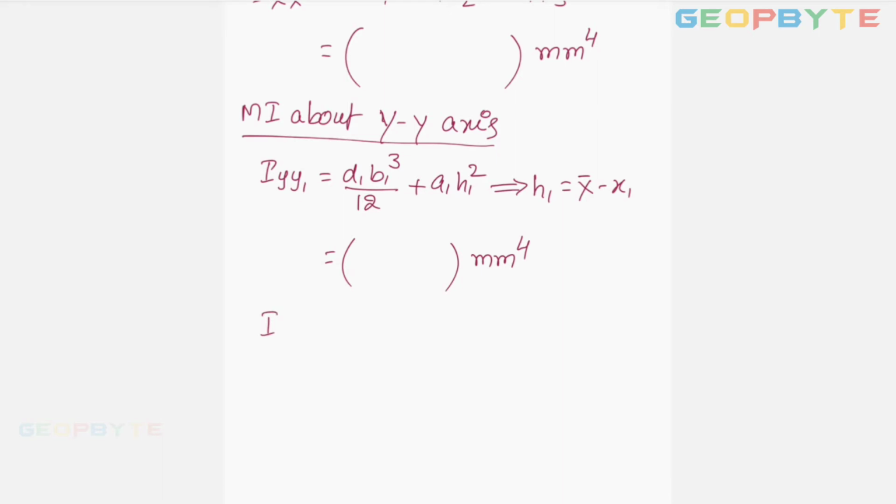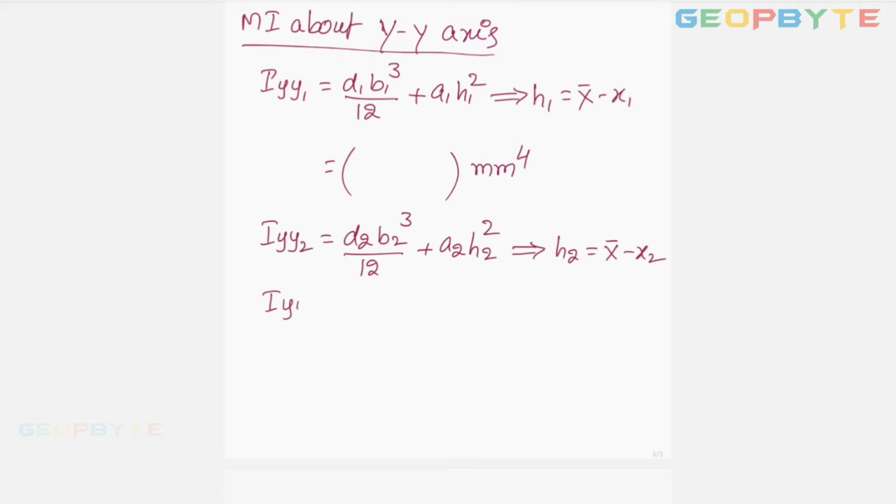Similarly, Iy2 equal to d2 b2 cube by 12 plus a2 h2 square. Here h2 equal to y bar minus y, not y bar. Okay, you should be very careful. We are finding for y axis, for that x bar minus x2.